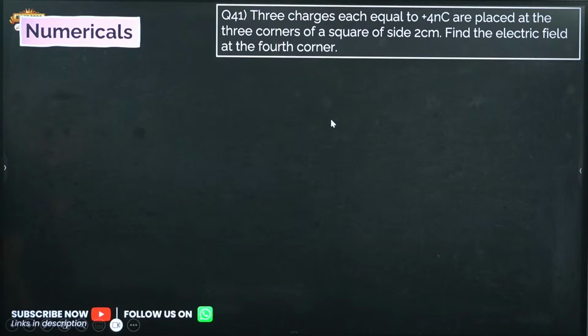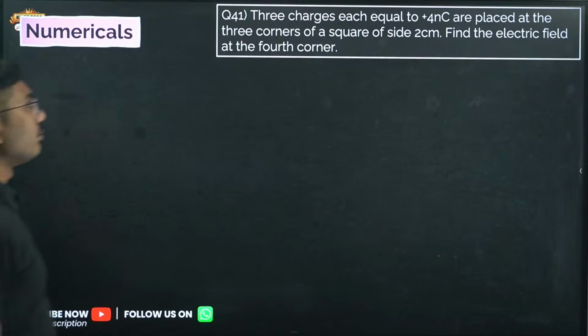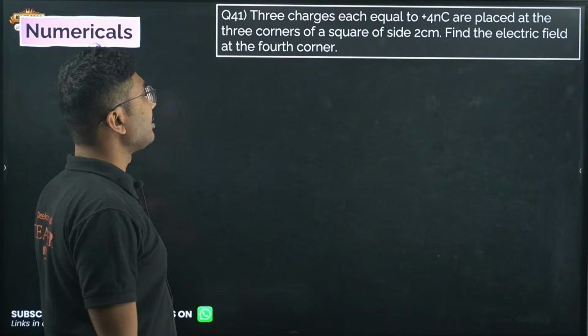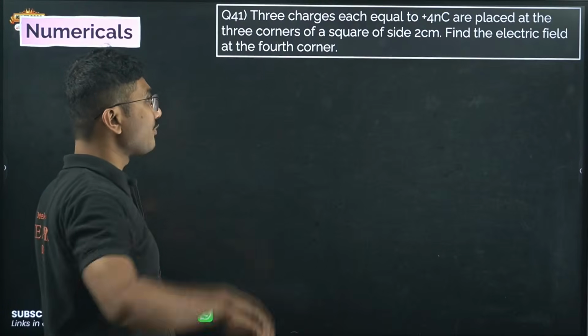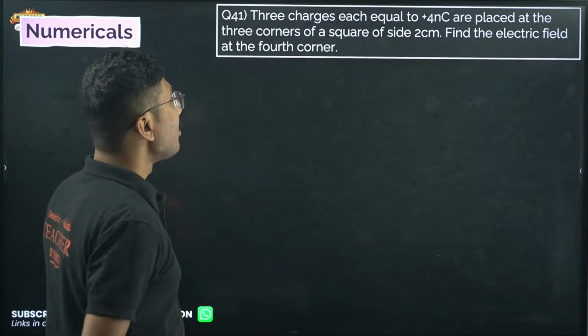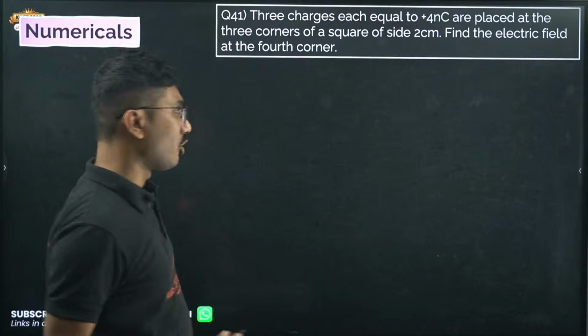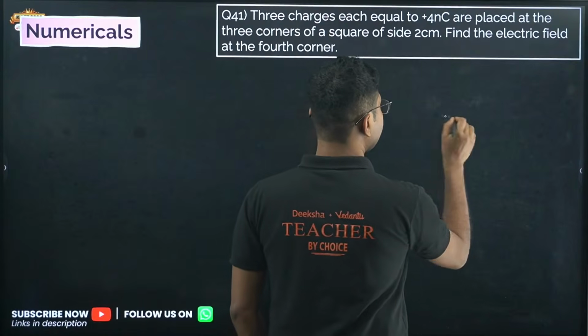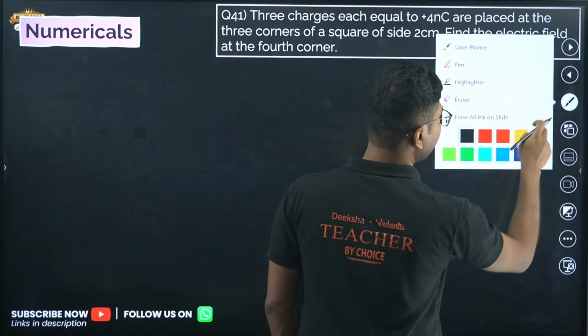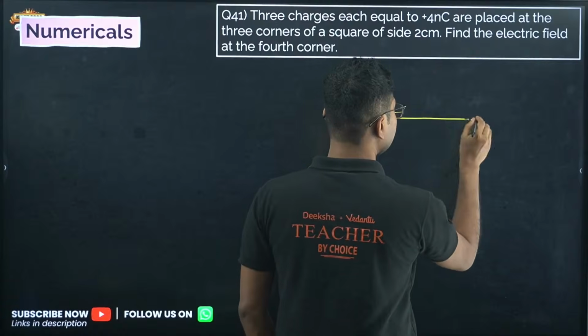Three charges equal to 4 nanocoulomb are placed at the three corners of a square of side 2 centimeter. Find the electric field in the fourth corner. Now whenever this kind of questions are being asked, you have to draw the diagram. Without diagram you will not get any marks.